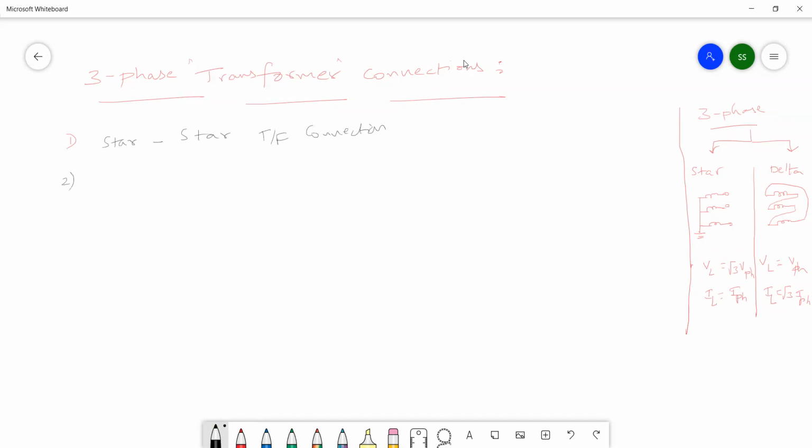And what is another possibility? You can take primary as a star and secondary as delta. And what is the third possibility? Can anyone? Delta delta connection. Very good, very good. Primary as delta, secondary you may go for star connection, and the other configuration possibility is both kept in delta connections. Is there any fifth possibility?